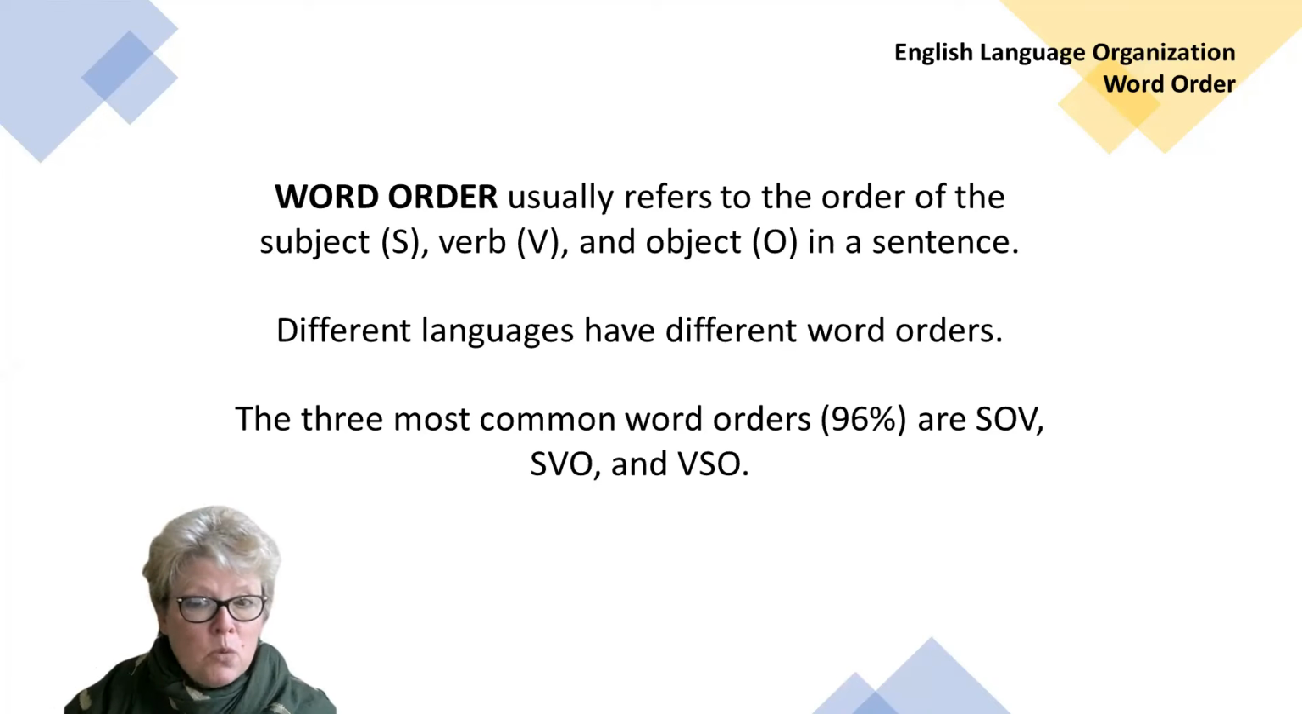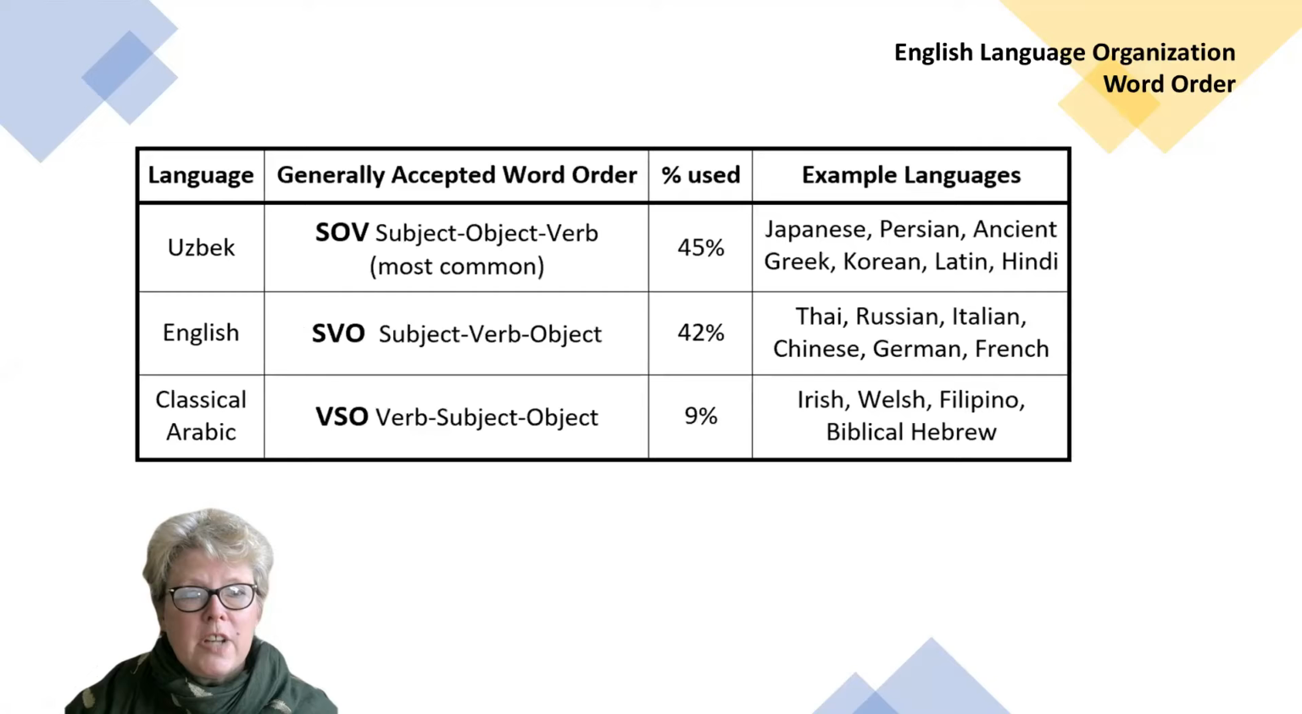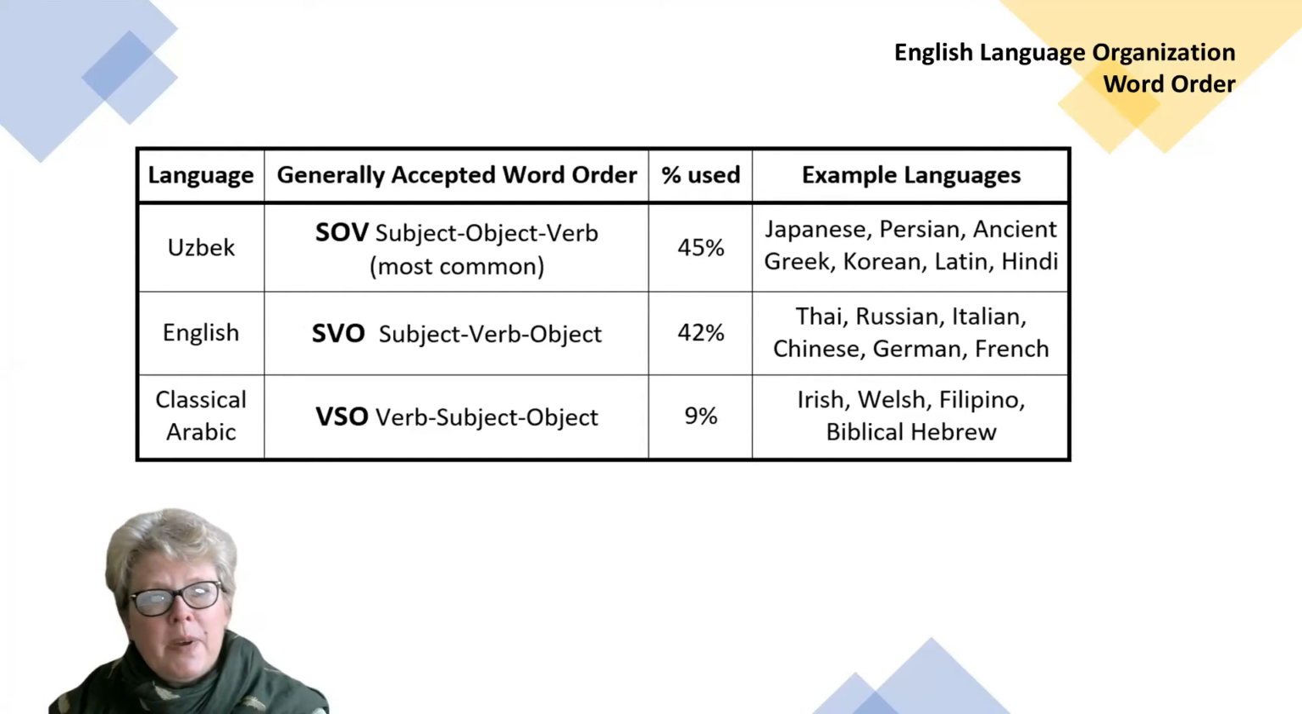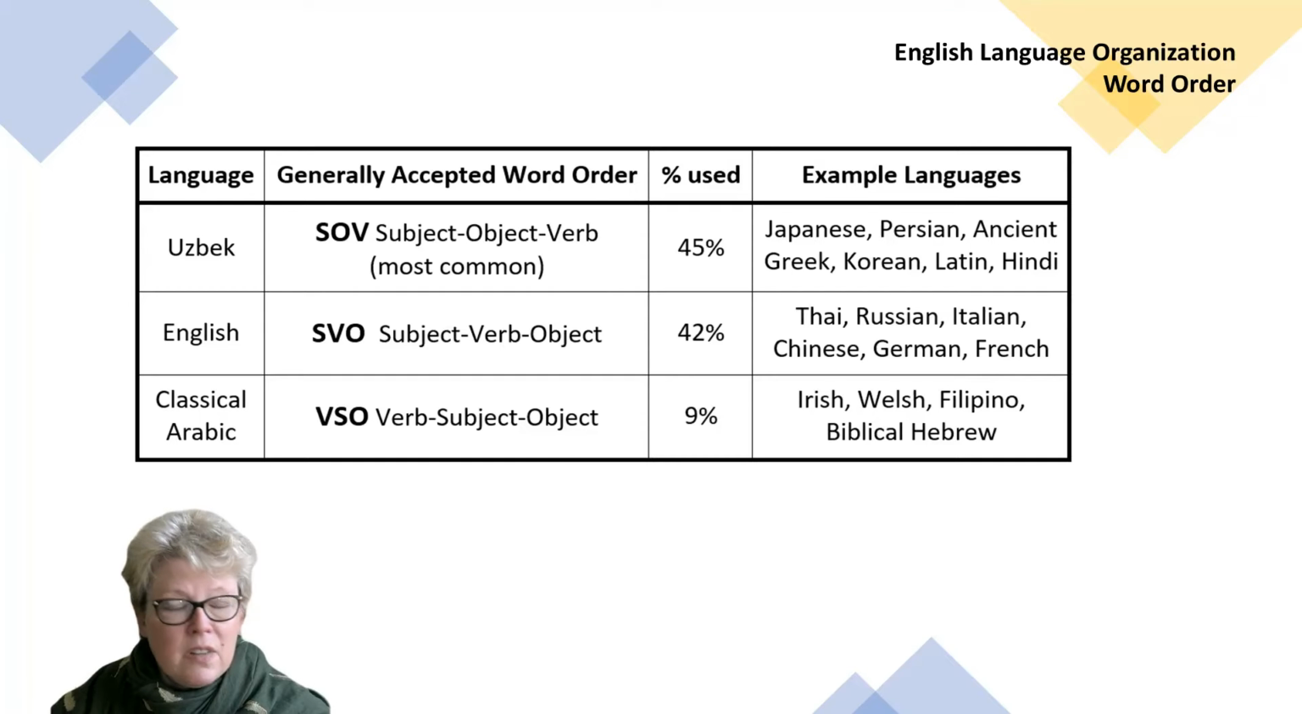The 3 most common word orders, 96% of languages, are SOV, subject, object, verb, SVO, subject, verb, object, and VSO, verb, subject, object. Here's a table showing you 3 languages: Uzbek, English, and Classical Arabic. Uzbek uses the most common word order: subject, object, verb. 45% of the languages have that. Japanese, Persian, ancient Greek, Korean.